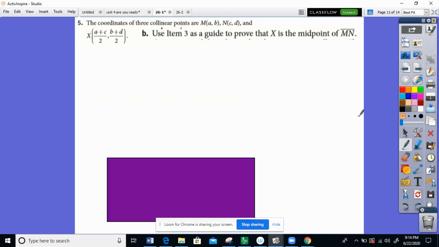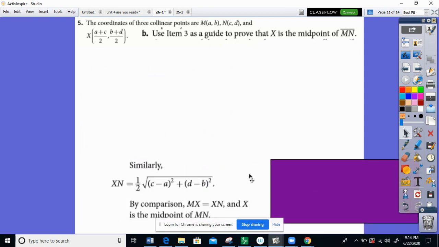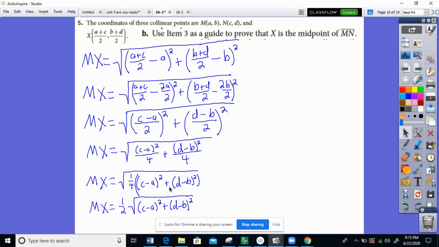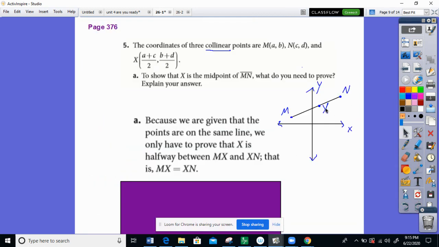Now, we've seen this several times. If you work this out, when you plug points x and n into the distance formula, you're going to get the exact same thing. I'm going to leave that for you to work out and check. So that shows us, since we have the same expression for segment xn and segment mx, that those lengths are the same. So that guarantees that point x is the midpoint, because those two smaller segments are exactly the same.